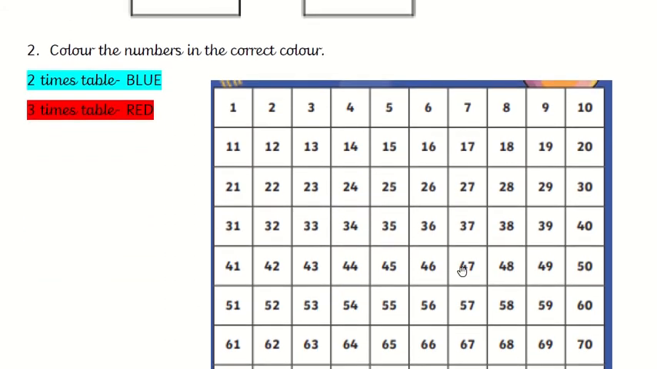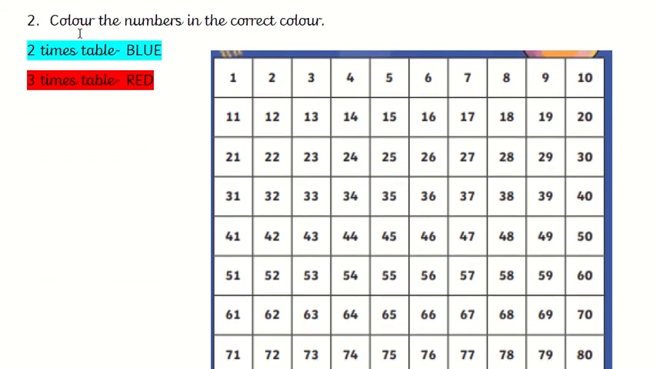Okay, so the next question, we can see it's asking us to colour the numbers in the correct colour. Now I want you to colour in the numbers in the 2 times table in blue. If they're in the 3 times table, so this is your challenge part, colour them in red. Now the way that you can do this is start by counting in 2s. 1, 2. I know that 2 is in the 2 times table, so I'm going to colour it in blue. I'm going to count on 2 more. 1, 2. 4 is in the 2 times table, so I'm going to colour it in blue. Can you pause the video now and do that for me, please?